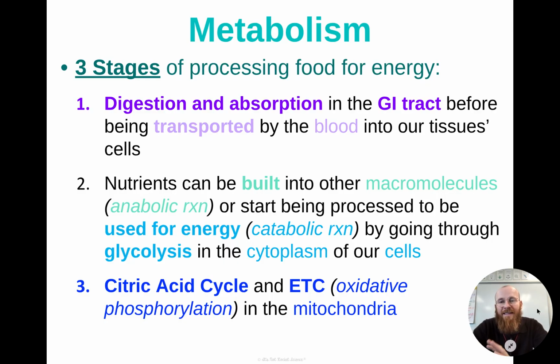And then finally, stage 3 is referring to the citric acid cycle and the electron transport chain, or ETC, which is otherwise termed oxidative phosphorylation. Guys, we're going to break down exactly what these are. I know those are really heavy terms, but this is happening in your mitochondria, and these are the primary means outside of glycolysis for how your body can produce energy very efficiently.